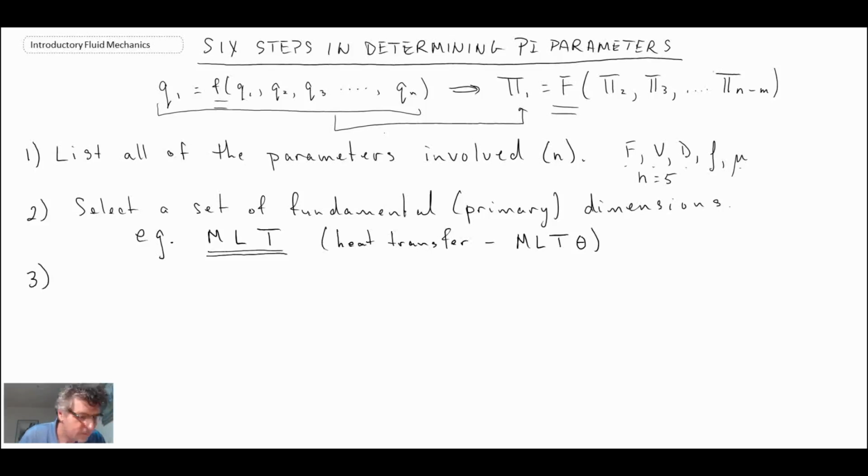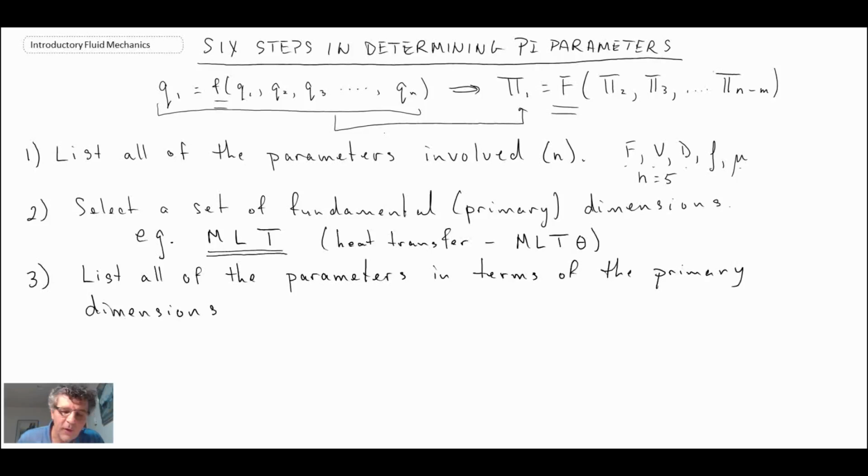Third thing would be to list all of your parameters in terms of the primary dimensions, and R would be then the number of primary dimensions. So that would be mass, length, time. Typically R is 3, but sometimes, like I said, it could be 4.